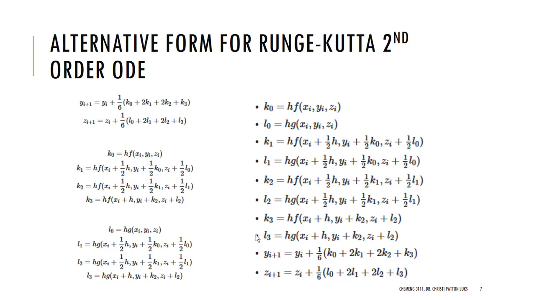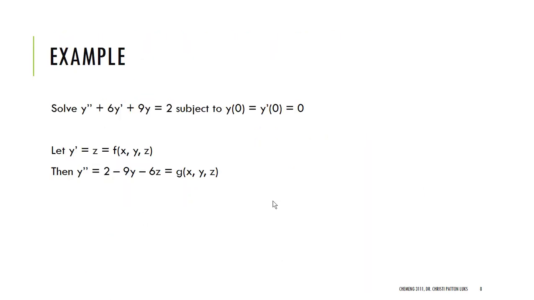Once you have all of those done, then you'll calculate y and z for that next step. And then you go back and begin again for the next little step. We're going to apply this to this example here, a simple constant coefficient second order ordinary differential equation.